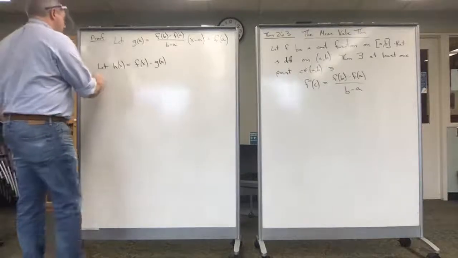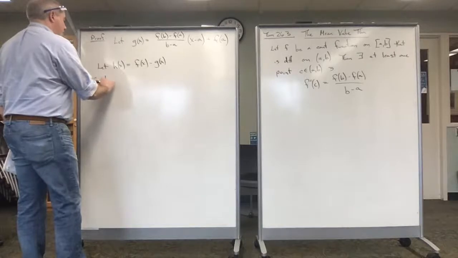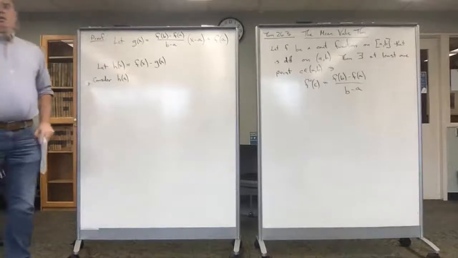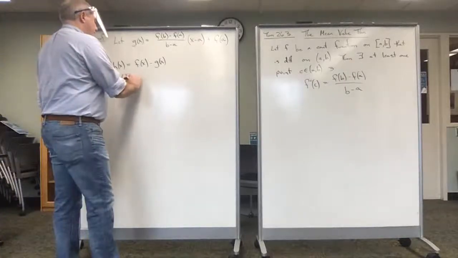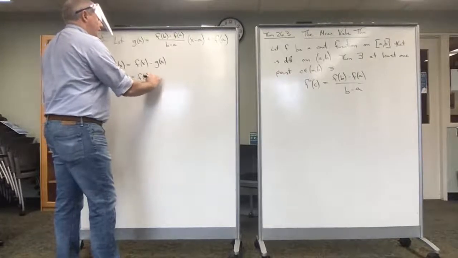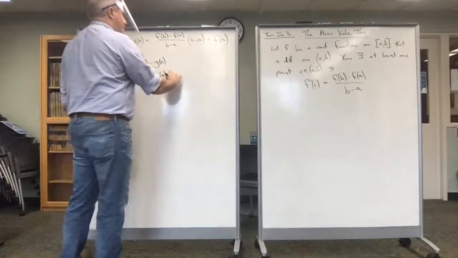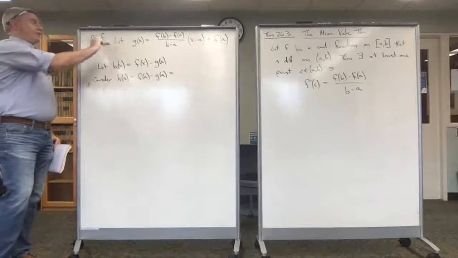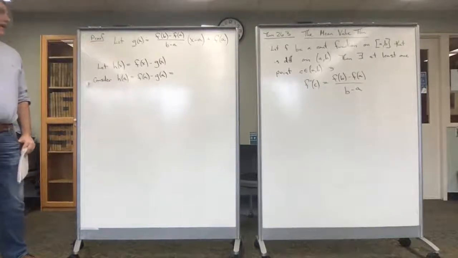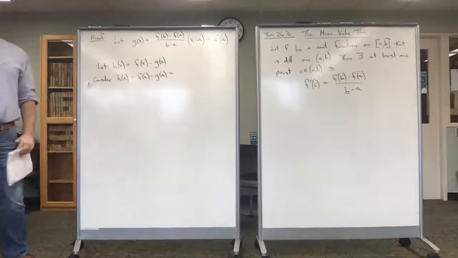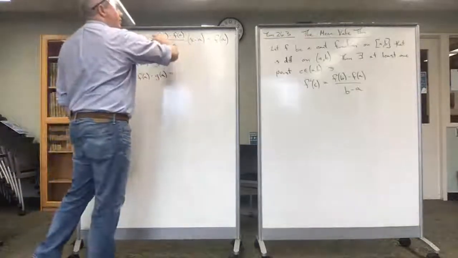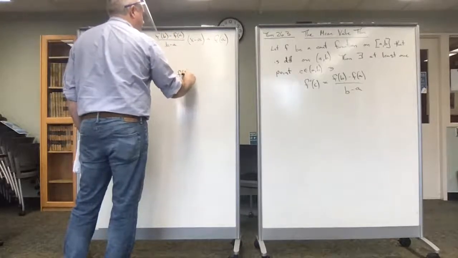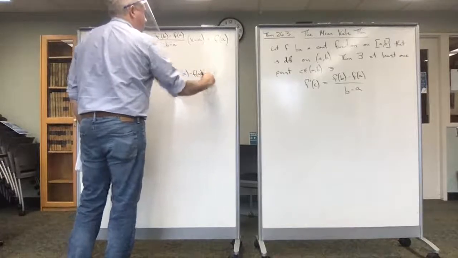Okay, so let's consider h of a. Well, h of a is equal to f of a minus g of a. So I guess the question is, what's g of a? Look back up at g and tell me, if I plugged in a for x, what would I get? f of a, because this thing would become 0. So that whole term is 0, and I'm just left with f of a. So I get f of a minus f of a, which is 0.